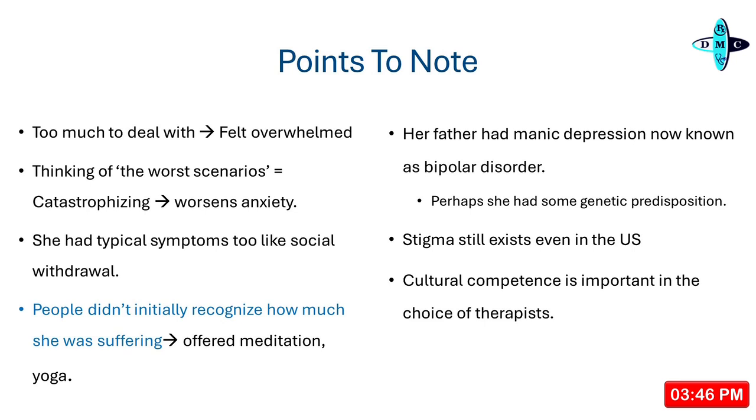Some of the ways she felt overwhelmed, she kept thinking the worst. She had typical symptoms as well, like social withdrawal, and people did not even recognize what she was dealing with. And so they offered meditation and yoga, which she tried, and it didn't work. So it seems like she went through a lot before it dawned on someone to say, oh, why don't you go get help and see a therapist or a doctor or something.